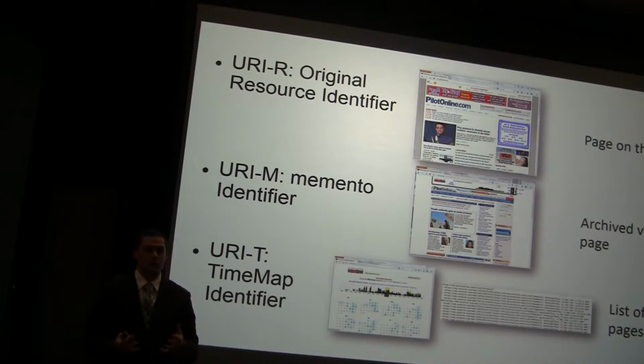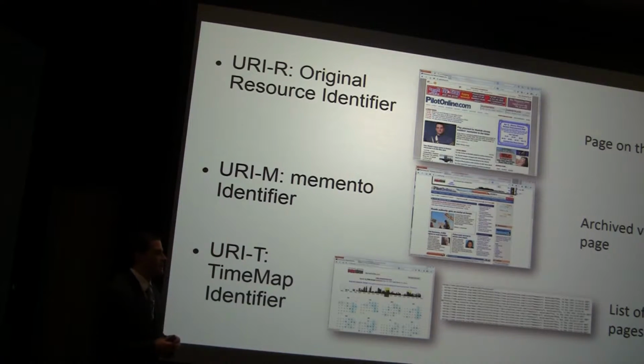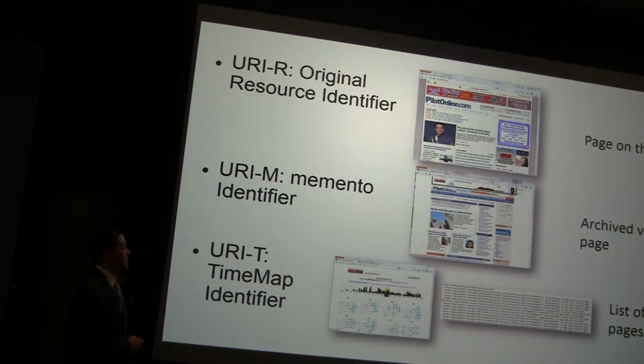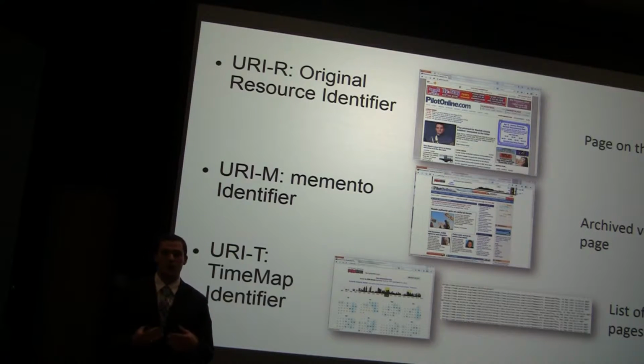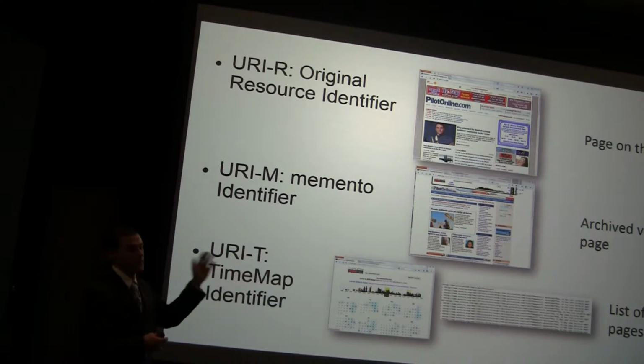And as part of the Memento framework, we have some terminology that allows us to talk about web archiving a little bit more easily. For example, we have a URI-R, and that is a URI that identifies a live web page. So it's basically the original resource's identifier. We also have URIs for mementos, and those are URI-Ms, and what these are identifiers for the archived version of that page.